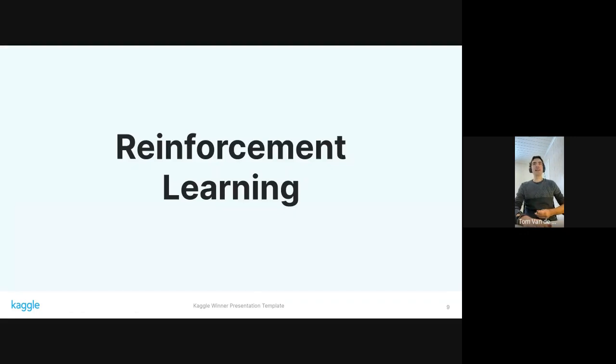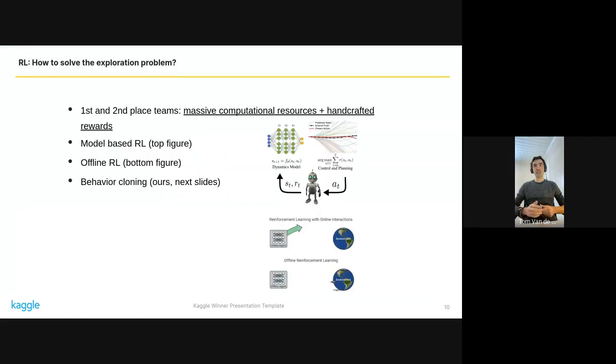It's a reinforcement learning challenge, as stated before. Reinforcement learning is essentially trial and error. And the key problem in reinforcement learning, I think, is to solve the exploration problem. Somehow you have to learn a policy, a mapping from the current state to actions, which does something useful. Since the search space is so massive, there are different approaches you can follow. What the first and second place teams did was to use massive computational resources combined with handcrafted rewards to guide the search in policy space. We didn't have massive computational resources, so we had to do something else.